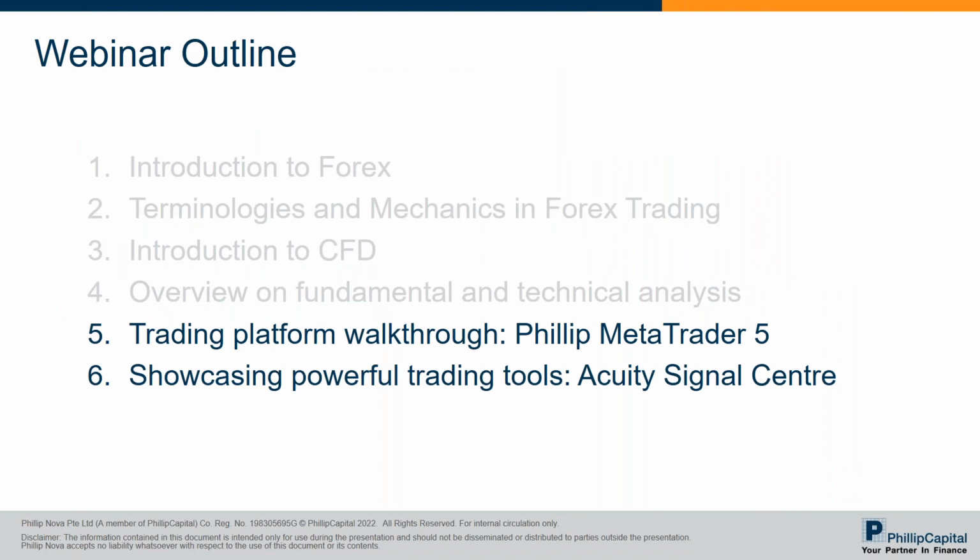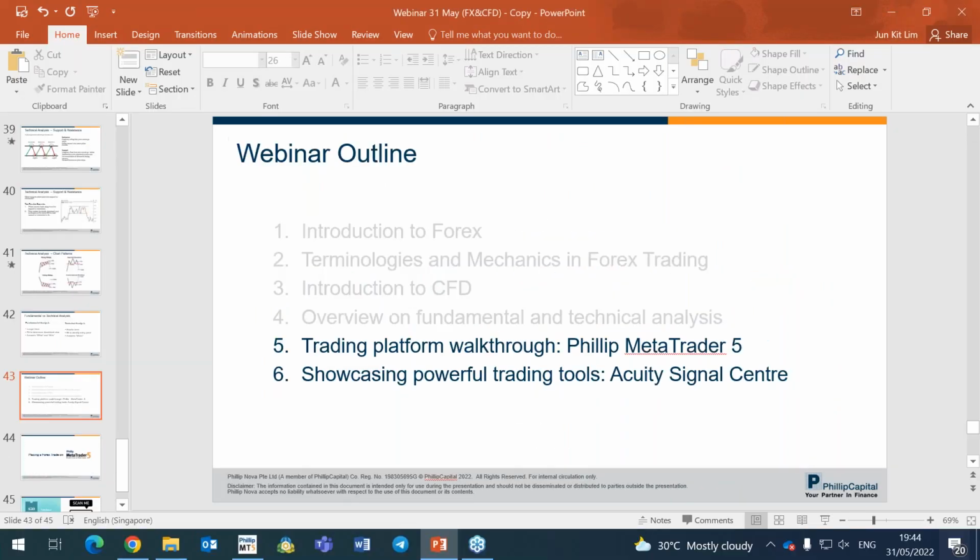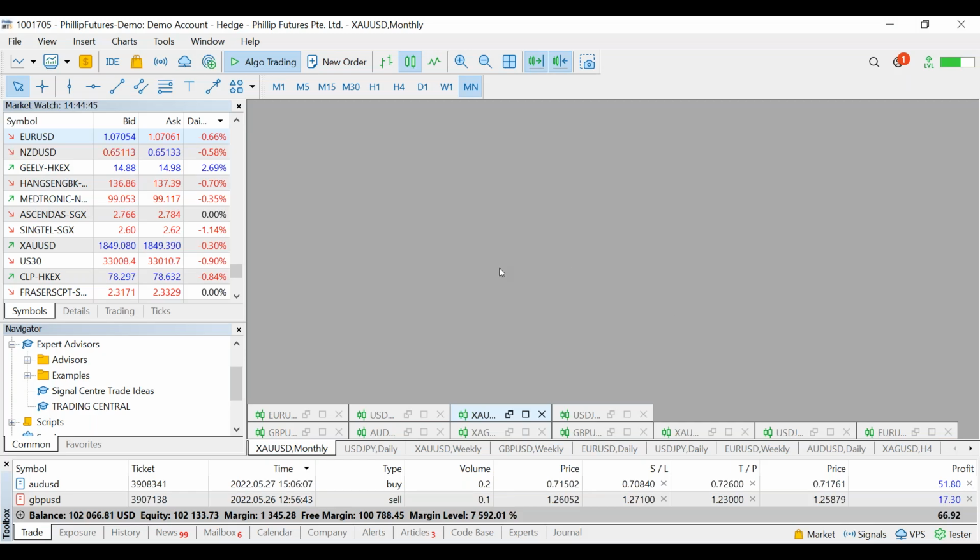Okay, so the next portion, I'd like to share my screen on the trading platform, introducing you to the Phillip MT5 platform. Okay, so I believe right now I'm sharing my screen on the Phillip MT5 trading platform. On the Phillip MT5 platform, you are able to trade a few products. Firstly is Forex. Secondly, it is CFD. And thirdly, it is precious metals. You are able to trade all this here.